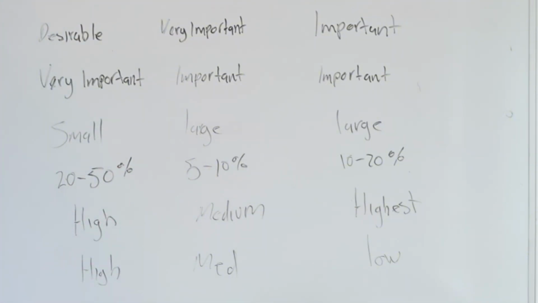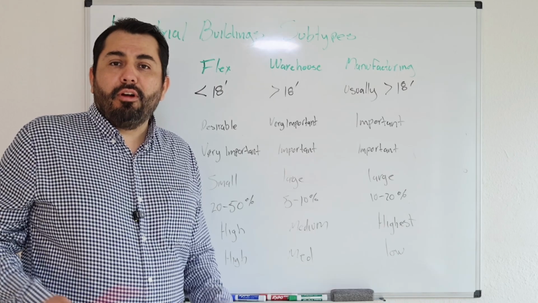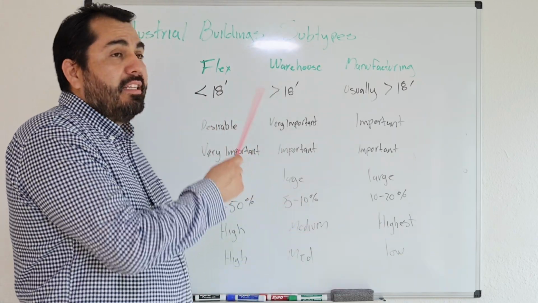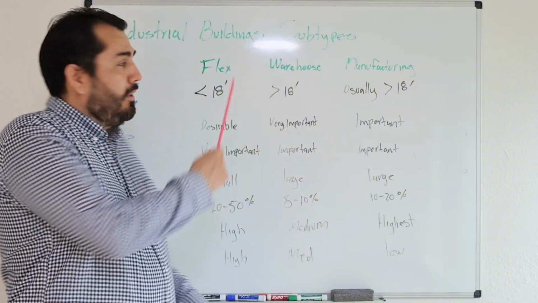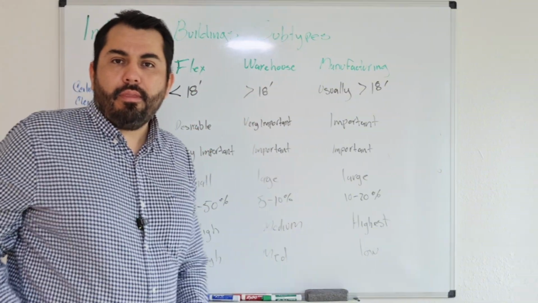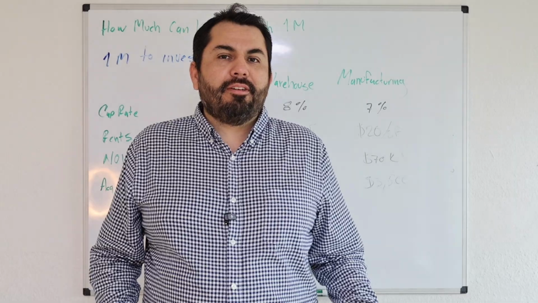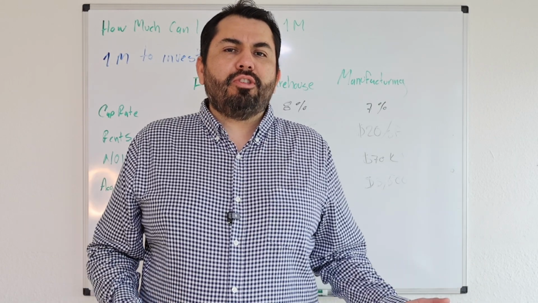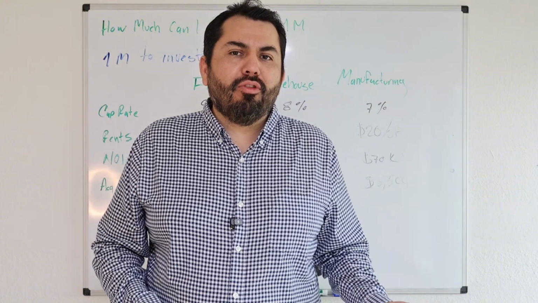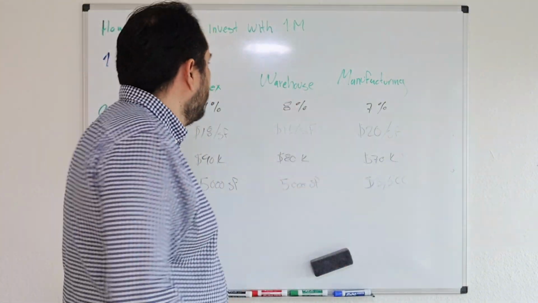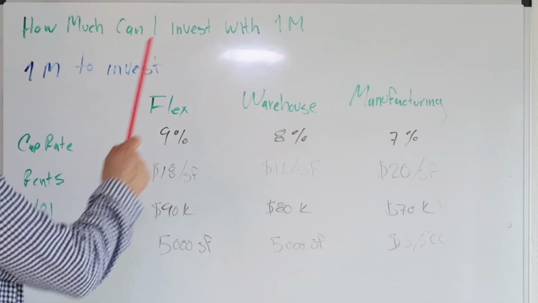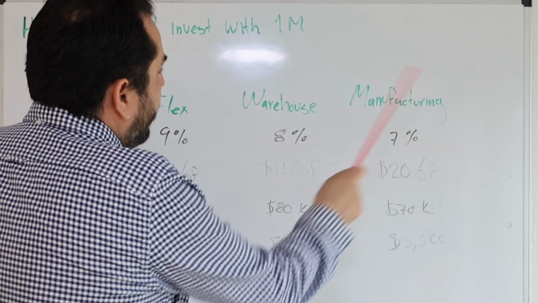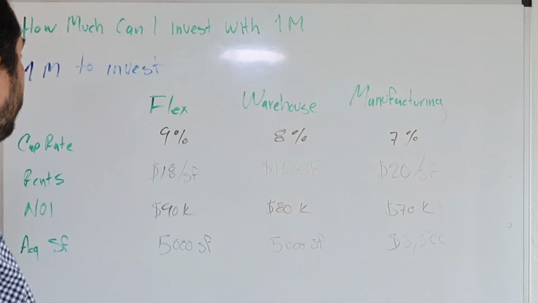sub-property types on industrial. And in the next whiteboard, I'm going to show you an example of how an investment for three different properties would look like. Let's suppose we have $1 million and we are looking to invest in one of those three properties. How much space can we buy with $1 million of each property? Let's figure it out. So we have this $1 million and we have a flex, a warehouse, and a manufacturing building.